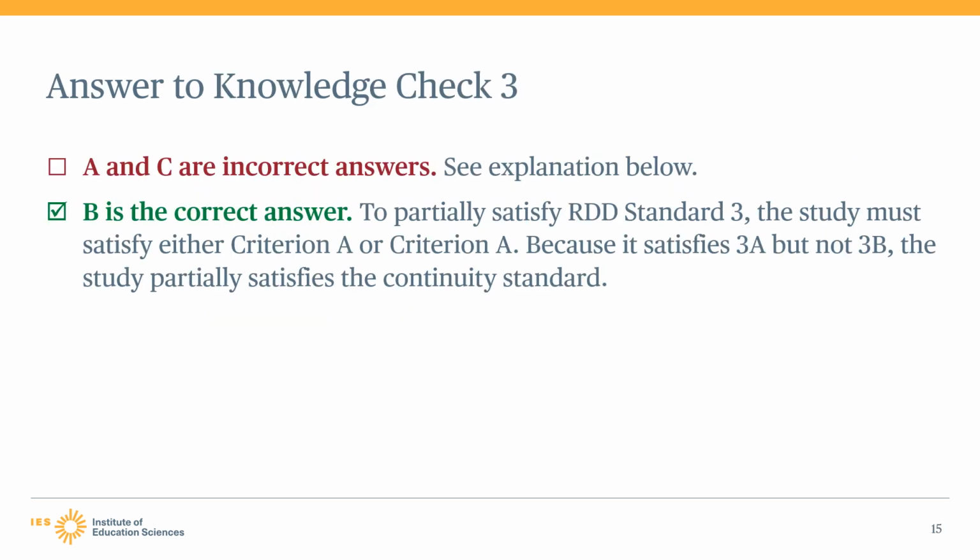The correct answer is B. To partially satisfy the continuity standard, the study must satisfy either criterion A or criterion B. Because the study satisfies 3A but not 3B, the study partially satisfies the continuity standard.